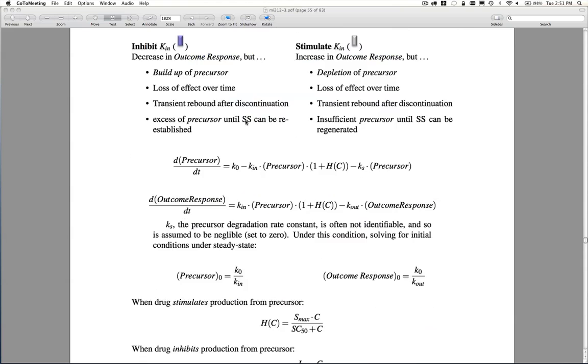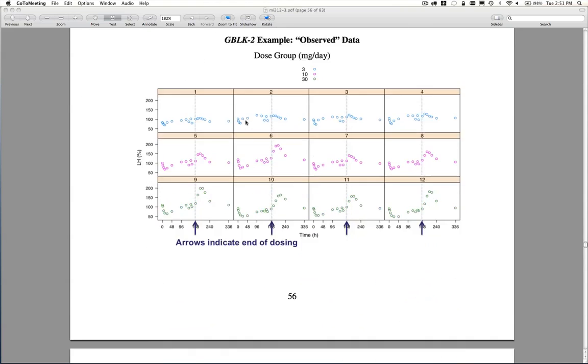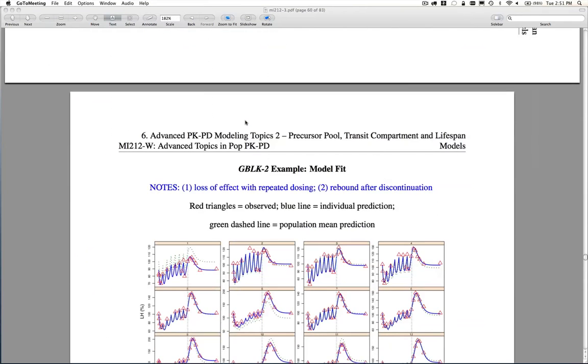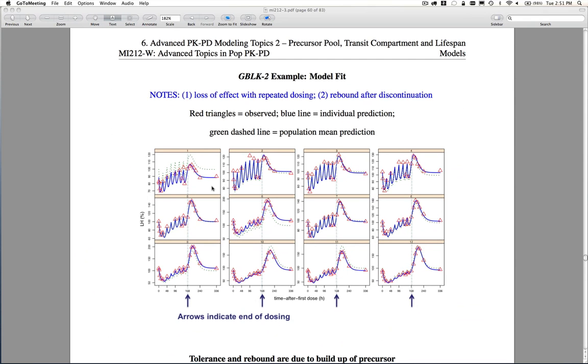What that tends to do within data like this, we'll just go back down to the fit here, is it will dampen the amount of tolerance that you see, and it will also dampen the amount of rebound you see. I should make this point, that's the case in an inhibitory situation. You're going to dampen the rebound, you're going to dampen the tolerance. It's likely to actually make it worse in the case of a stimulation function.